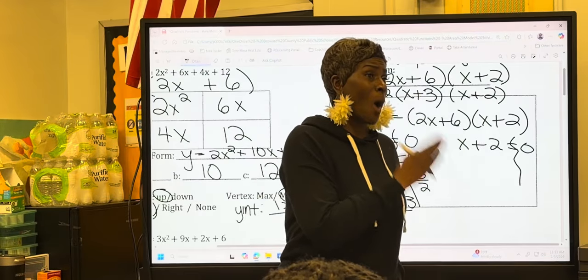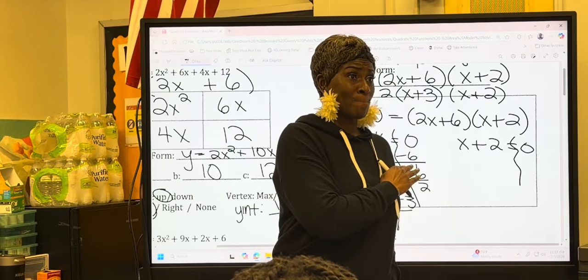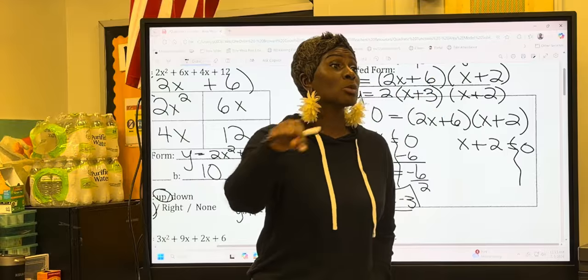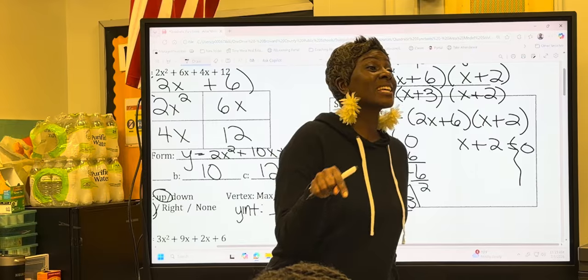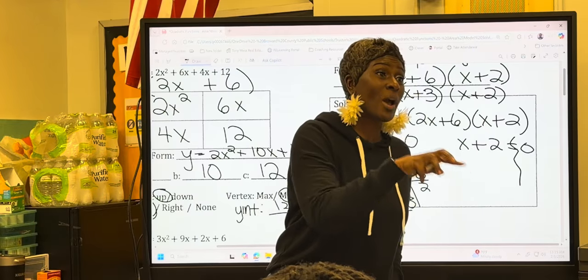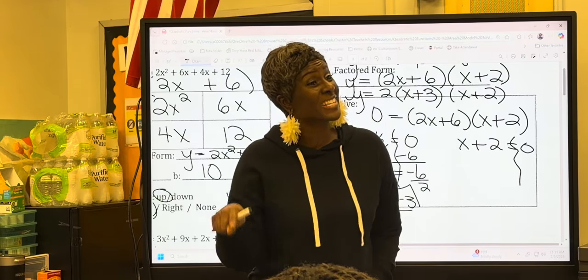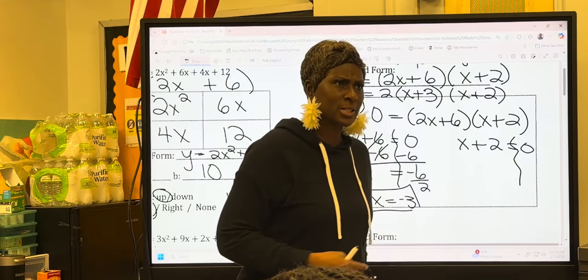When do I make the y a 0? And why? When do I make it a 0? When I am solving. What am I solving for? The x-intercepts. And what is always the y when you're trying to find x-intercepts? That's why I'm plugging in 0.